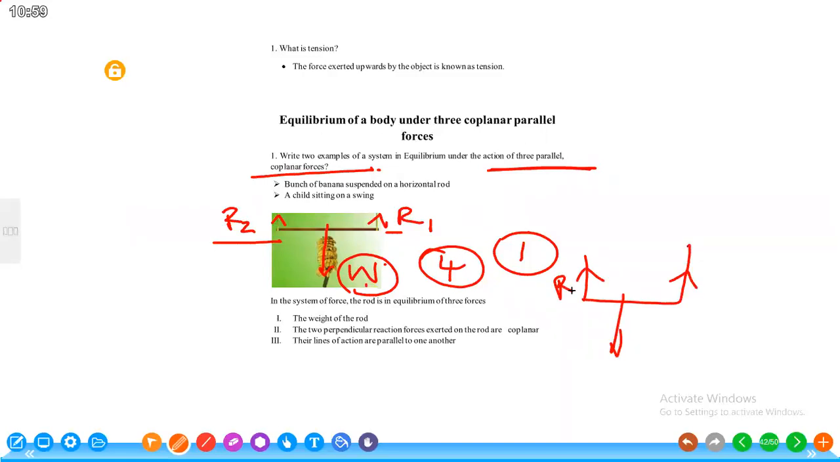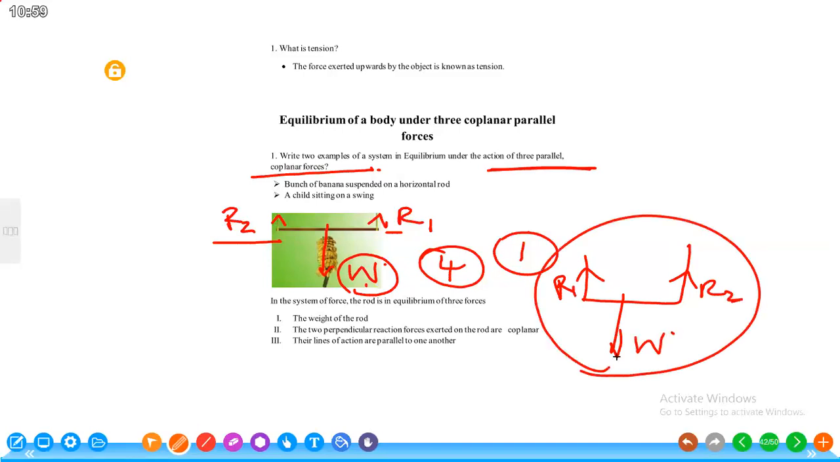Right, R1, R2 and weight. The three forces must be coplanar, and one force must have the direction opposite to the other two forces. R1 plus R2 is equal to W.